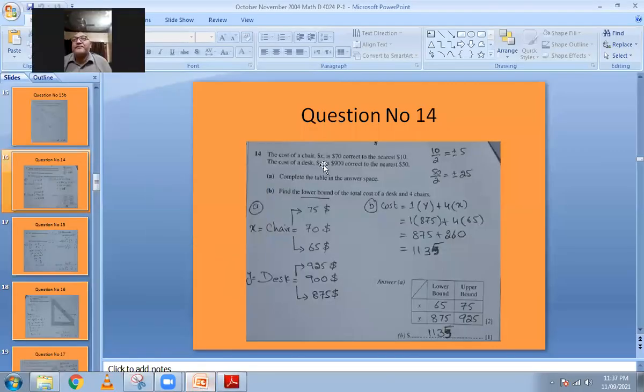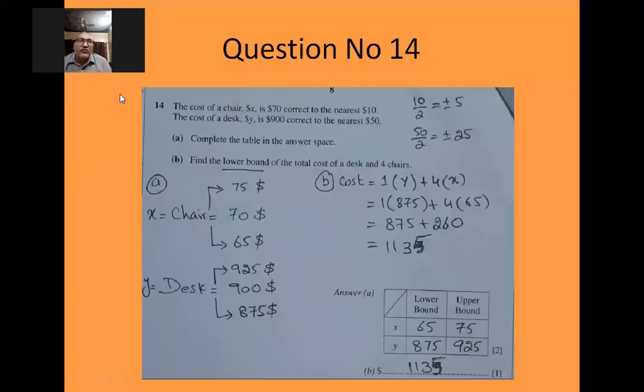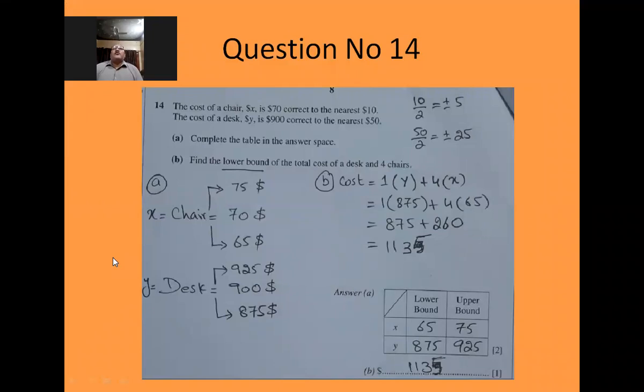Okay, so here we go. Because this is correct to the $10, 10 divided by 2 will be plus or minus $5. This is correct to $50, so 50 divided by 2 will be plus or minus $25. Here you can see X dollars, the chair, one chair is $70. You add 5, so you get $75. You subtract 5 from 70, you get $65. So this is the upper bound, this is the lower bound. In the same way, I will write $65, $75 here.